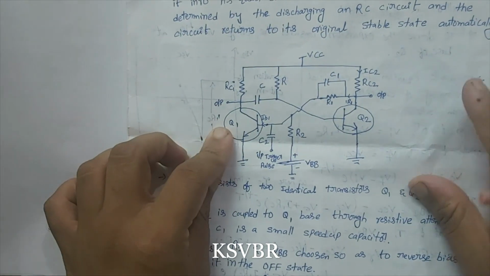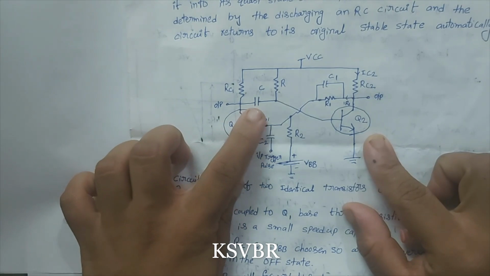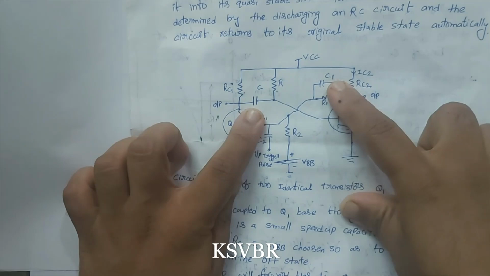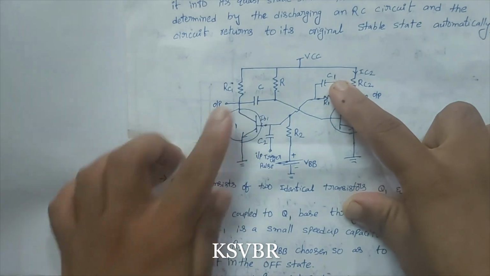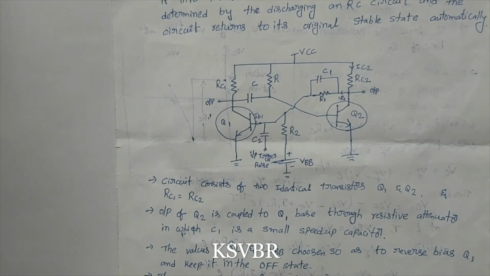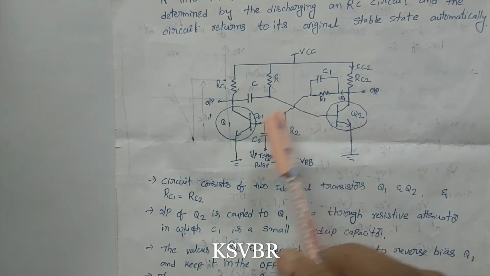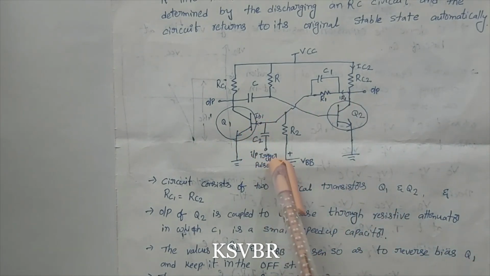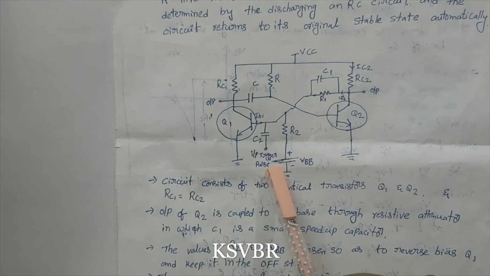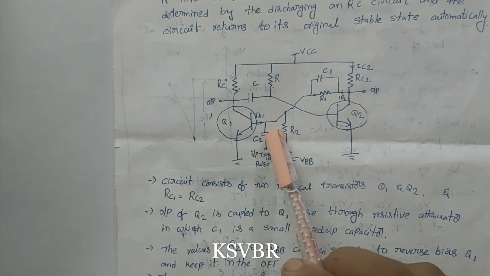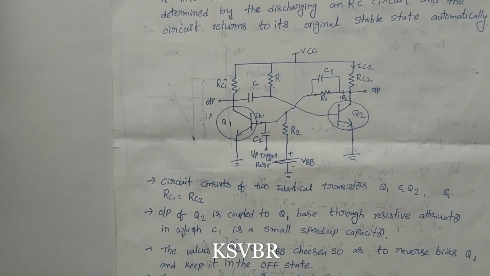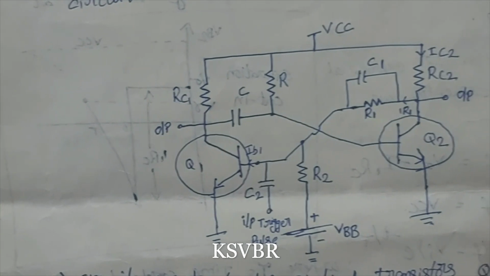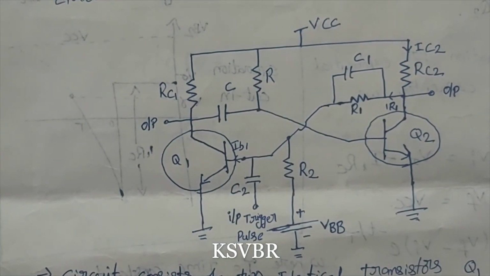Okay, this is the circuit diagram of your monostable multivibrator. Here these are the two transistors, and one capacitor and one resistor are the coupling elements. This capacitor C1 is the speed up capacitance. And this is the crisscross connection. The stable state is Q1 off and Q2 on. At Q1 we are giving our trigger pulse via a capacitor, through the base of the transistor. This is the circuit diagram of your monostable multivibrator. Have a look at this.